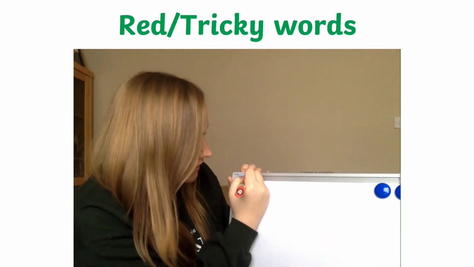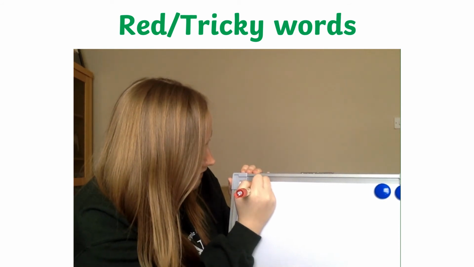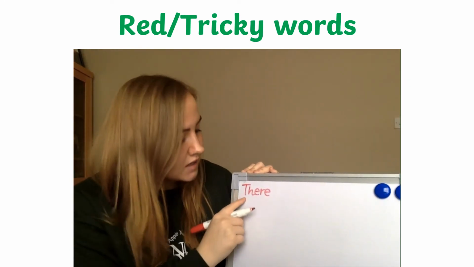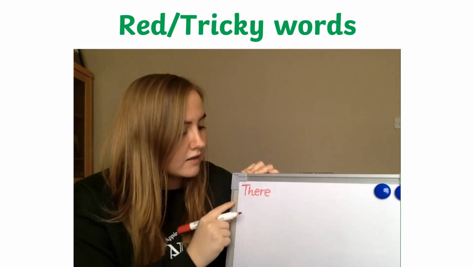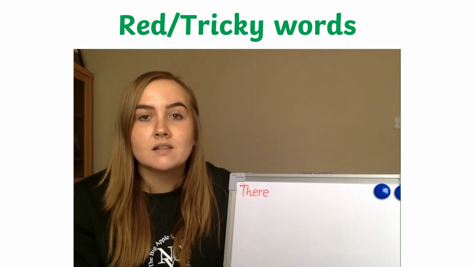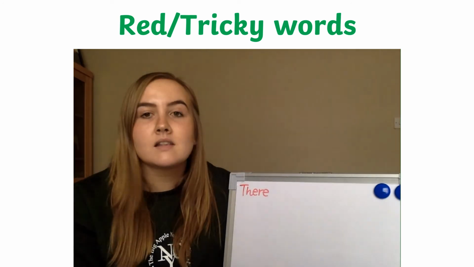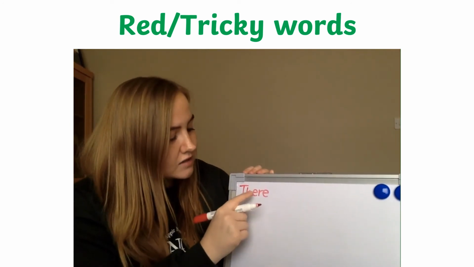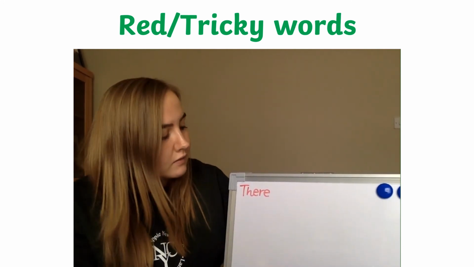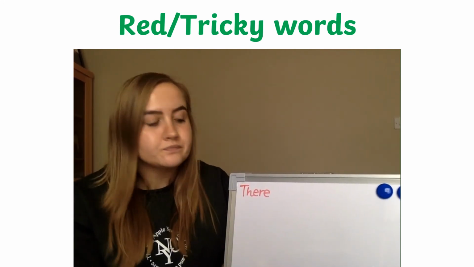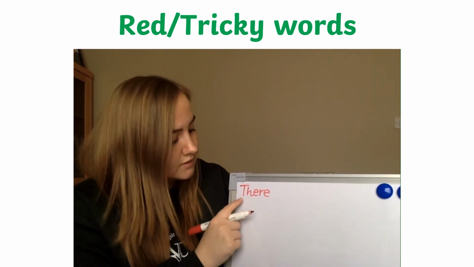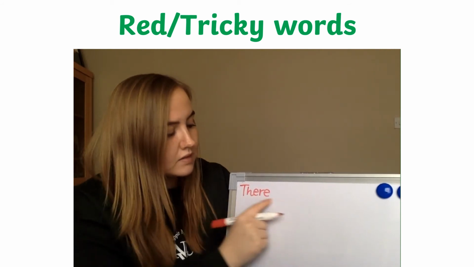Okay, so the first red word and the first new one is there. Okay, so it's T-H-E-R-E. T-H-E-R-E spells there. So this we would say there is a show, there is a bee. So it's T-H-E-R-E spells there. I will leave it on the board for you to practice. Try and write it down as many times as you can, remembering to say each letter as you write it out. So it's T-H-E-R-E spells there.